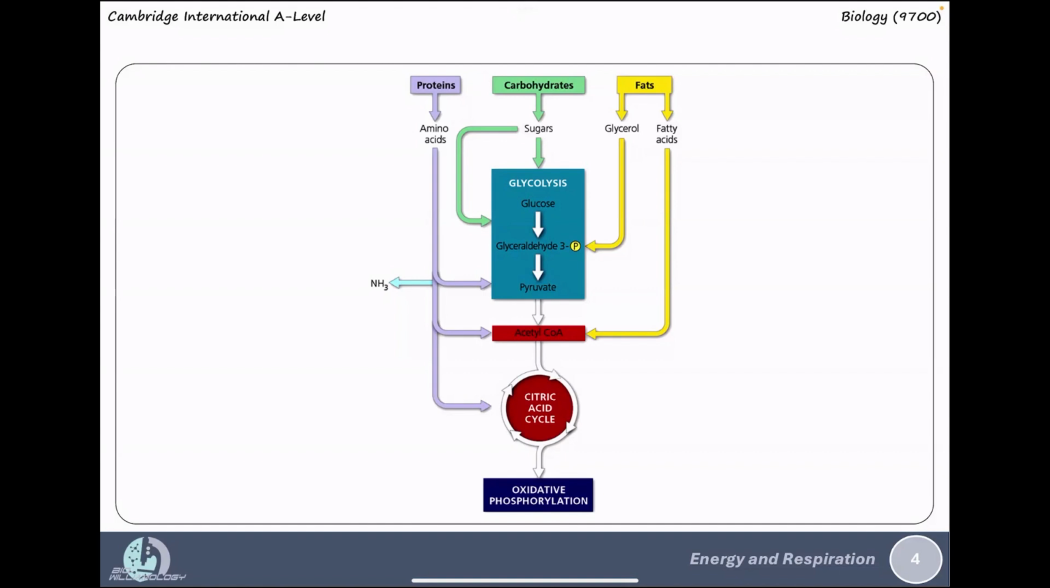Regarding fat or triglyceride, the hydrolysis of triglycerides forms glycerol and fatty acids. Glycerol is converted into the triose phosphate, which is indicated by glyceraldehyde 3-phosphate here, and continues along the glycolytic pathway. The fatty acid undergoes beta oxidation to turn into a 2-carbon fragment, the acetyl group, combined with coenzyme A, and enters the Krebs cycle.